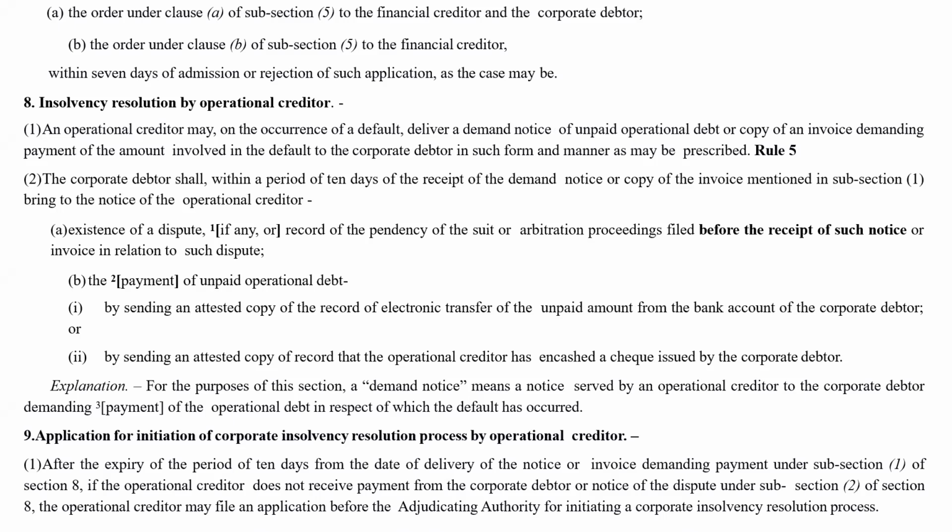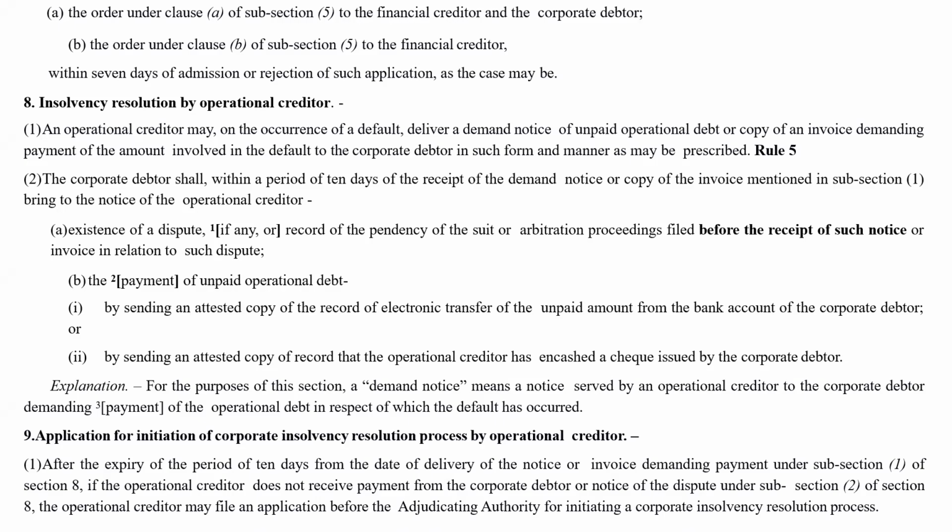If you are a financial creditor, are you required to deliver this demand notice? The answer is no. So for filing an application under section 7, there are only two conditions. One, there is a default. Second, the application is complete.